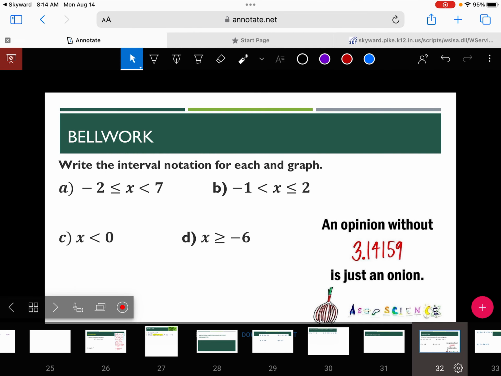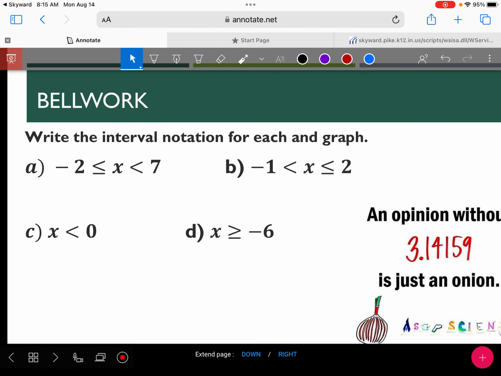All right, so we talked last week about interval notation. Remember two things that you want to keep in mind. The first thing is if it's equal to, we give it a bracket. If it's not equal to, it gets a parentheses. Infinity and negative infinity always get a parentheses. And when you write your interval, it's always the smallest number to the largest number.